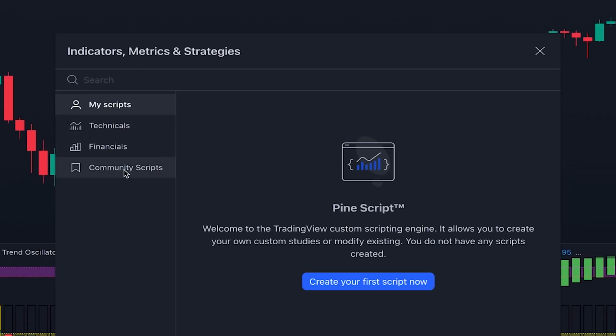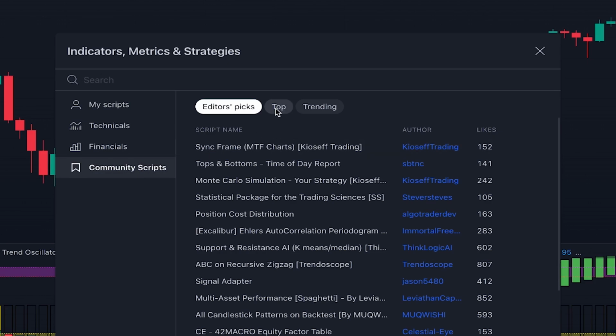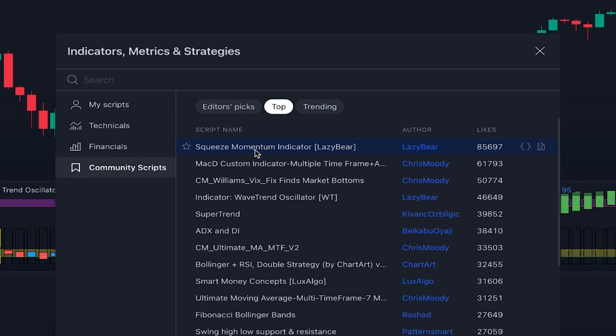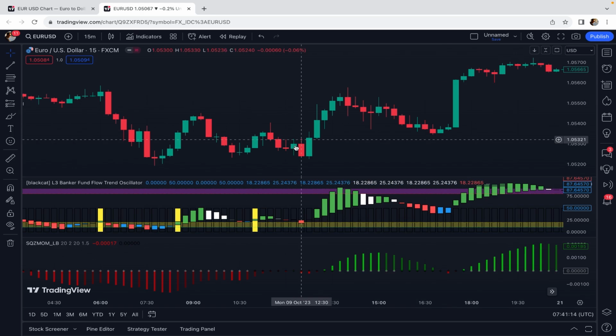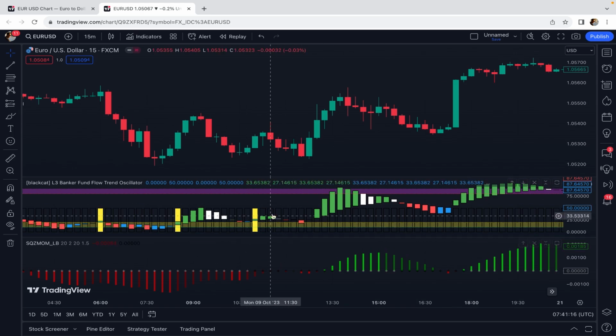Here we click on community scripts and then we click on top and we add this one, squeeze momentum indicator, which is written by someone named Lazy Bear. Alright, now let's see what we have here and how we trade based on them.